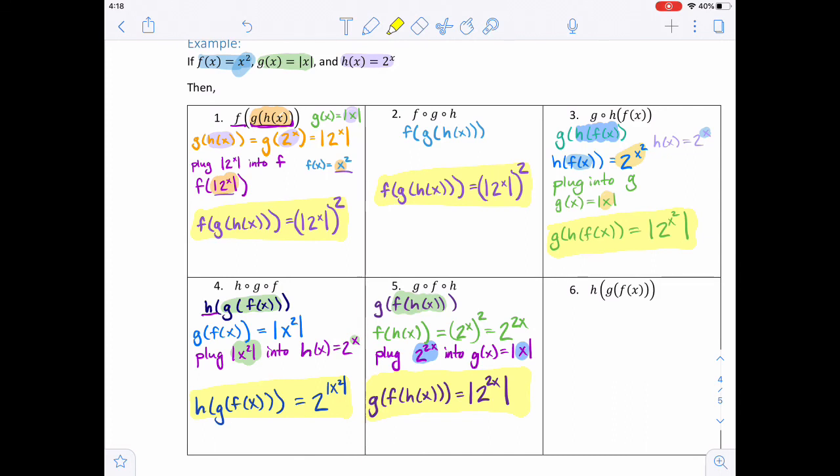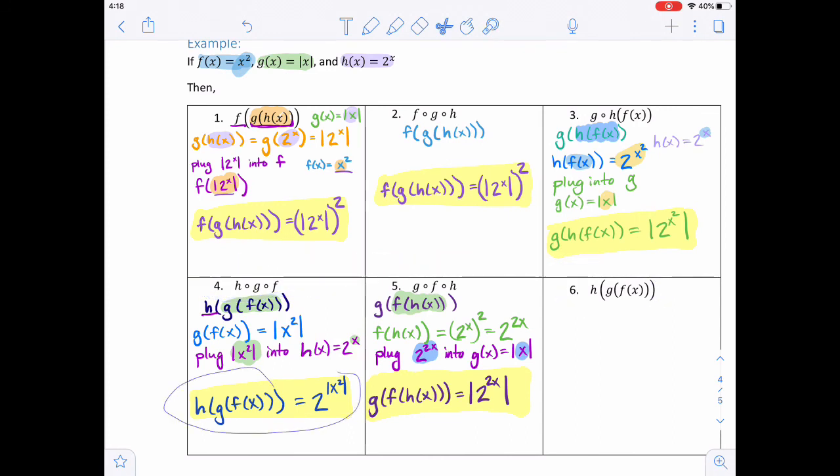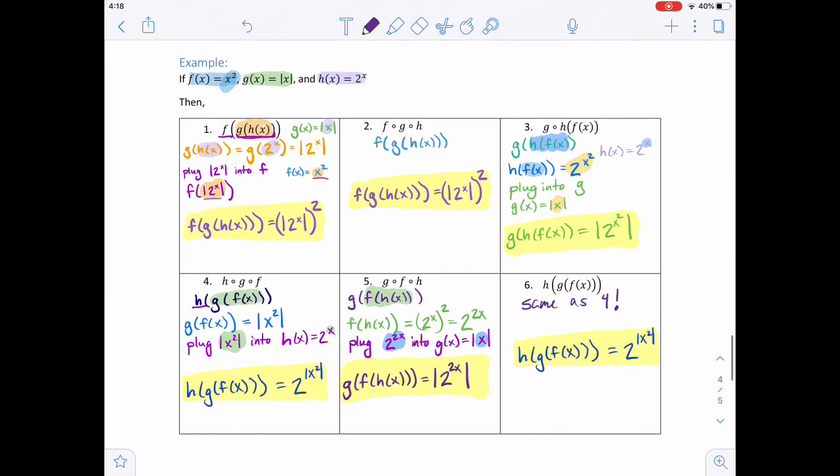Last one. So this one we're doing h of g of f of x. Now, we actually have already done this one, right? This is the same as this. Same notation. I don't have to redo it. It's exactly the same. This is the same as number 4. Just with different notation. Okay. So that's our function composition and our function operations. And we'll do more practice in class.